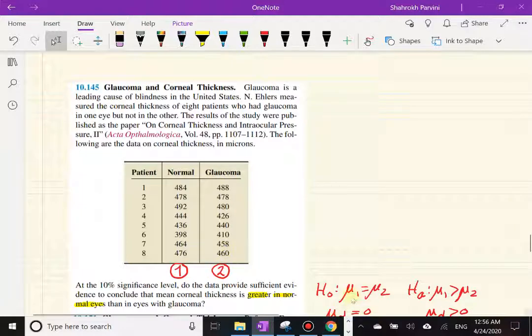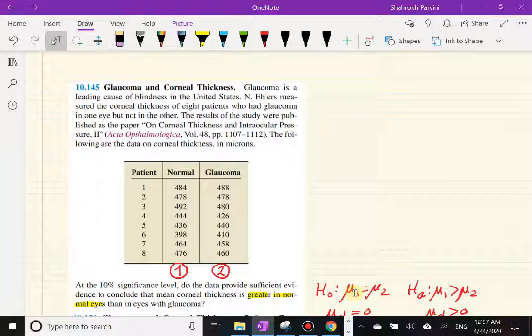Now the null hypothesis, I have it here. The null says there is no difference in corneal thickness. Glaucoma is not a degenerative disease. It's not going to cause any harm to the cornea. That's what the null says. Remember the null, the hypothesis of no change, no difference, everything is the status quo.